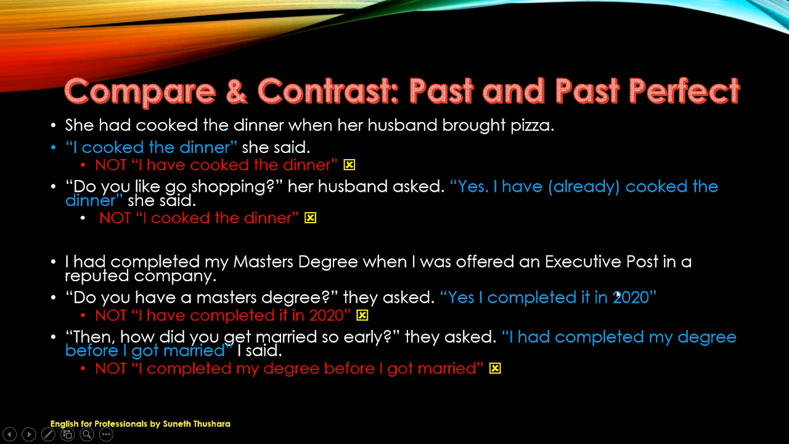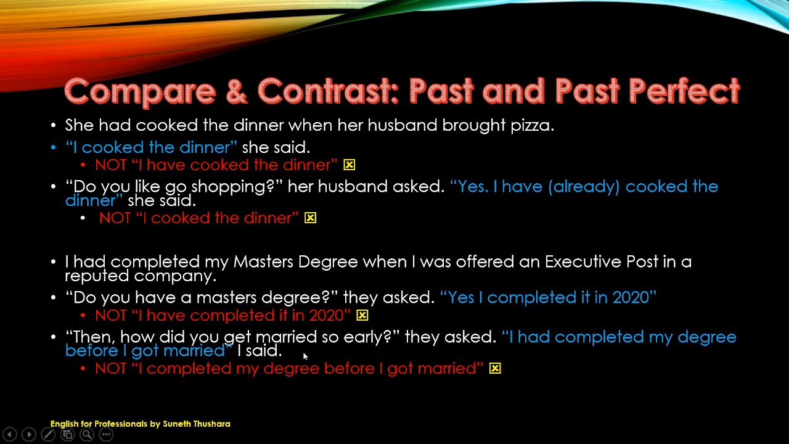So you say, "Yes, I completed it in 2020," not "I have completed it in 2020." If you say "I have completed it in 2020," then there's a gap. So maybe you are going to this company in 2021. You are trying to convey the message that after completing it in 2020, I did something else. So you have to say, "Yes, I completed it in 2020," because you are not giving any information about what happened thereafter.